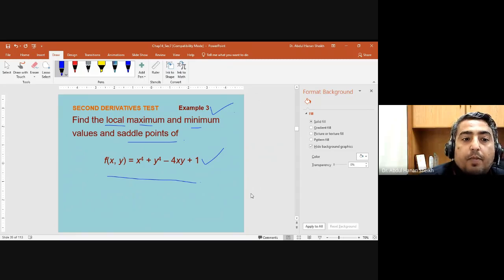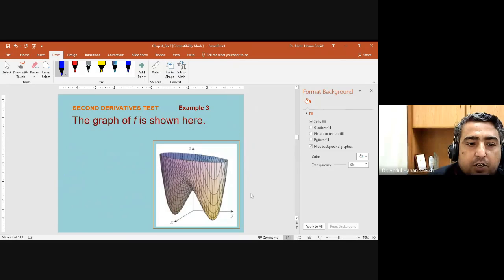This is the function: x power 4 plus y power 4 minus 4 x times y plus 1. If you look at the graph of the function, this is the function. Now you can notice that there are two minimum points. Everybody can point out these minimum points, this one and this one.